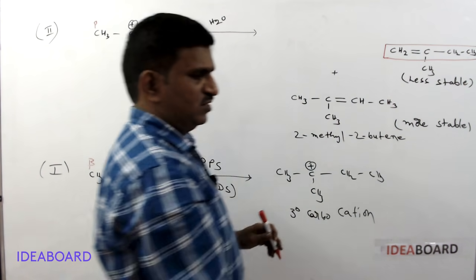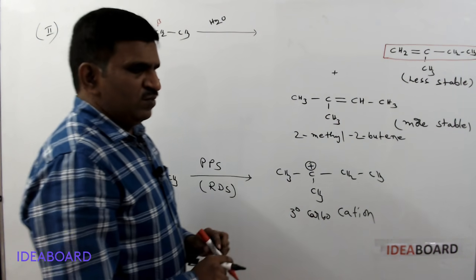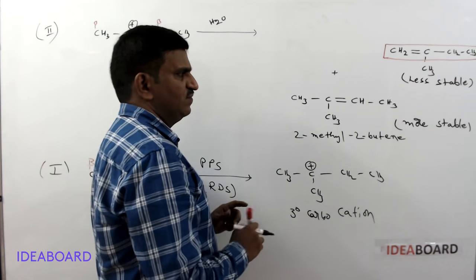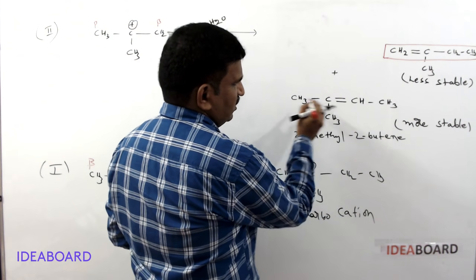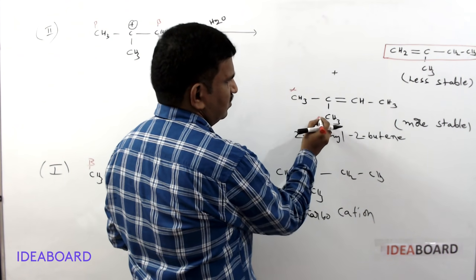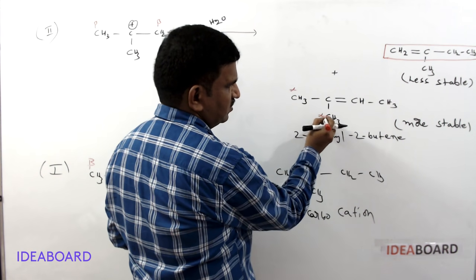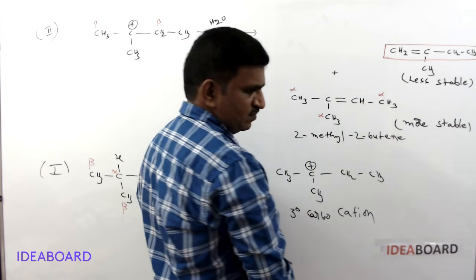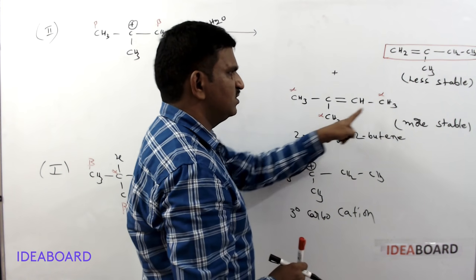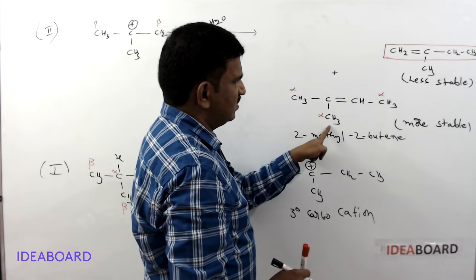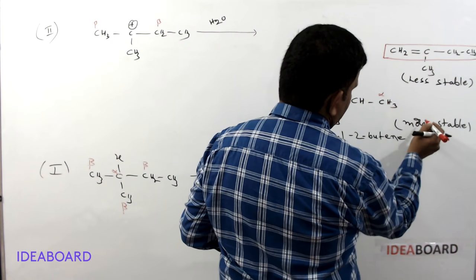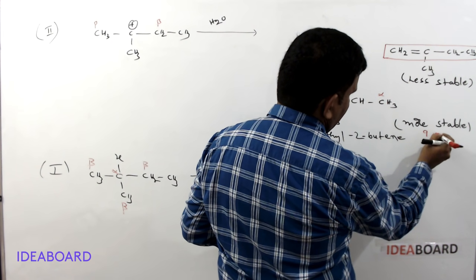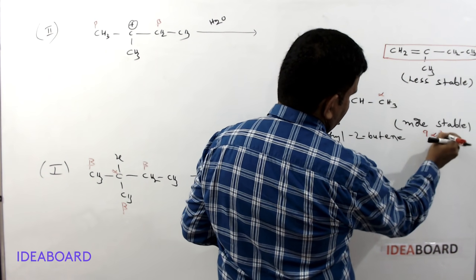Why is this the more stable product? I think you know about the electron displacement effects. In those, the hyperconjugation effect is given. With respect to this double bonded carbon, this is alpha, and with respect to this double bonded carbon, this is alpha. So how many alpha hydrogens do we have? 3. We have 9 alpha hydrogens for this. I am writing 9 alpha hydrogens.